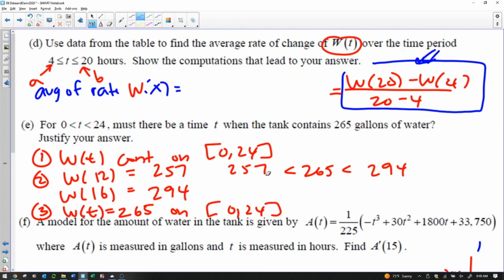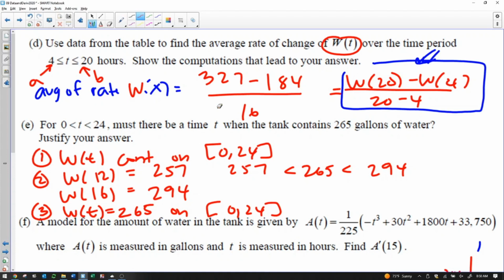So W of 20 is 327. I'm writing it backwards because I don't have any room. So 327. W at 4 is 184. And then 20 minus 4. You could write 16 here, or you could write 20 minus 4. It doesn't matter. Is everybody good? That is your answer. Okay, if you want to go further, more power to you.